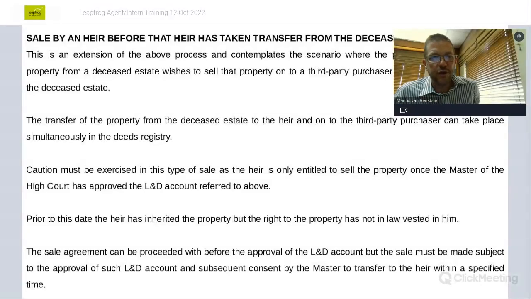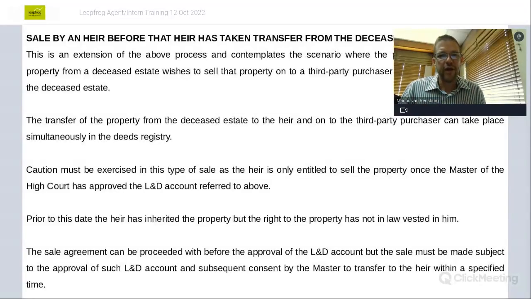That heir approaches you as an estate agent and says to you, listen, I have inherited a property from a deceased estate. I would like you to sell this property to somebody else. I would like you to market the property. Now, this is possible, guys. This is possible because we can transfer from the estate to the heir and from the heir to a purchaser simultaneously. It's possible. It's not the best route to go.